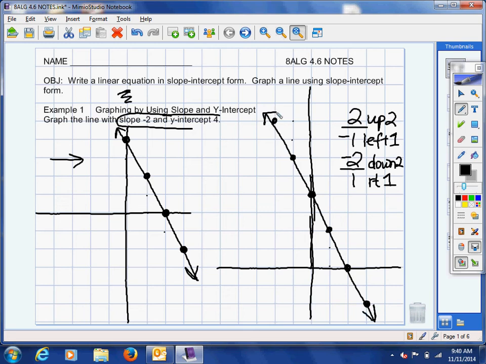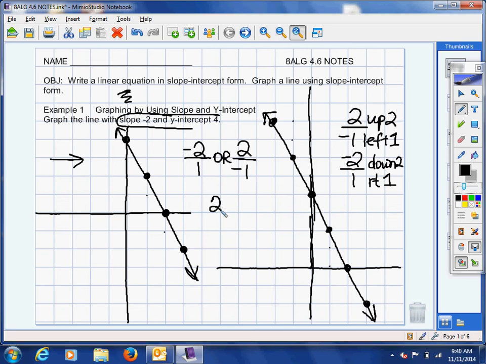So what I want you to pull from this is that there are always two ways to write a slope. Okay, there's always two ways. You can do negative 2 over positive 1, or flip that sign down to the denominator and do positive 2 over negative 1.